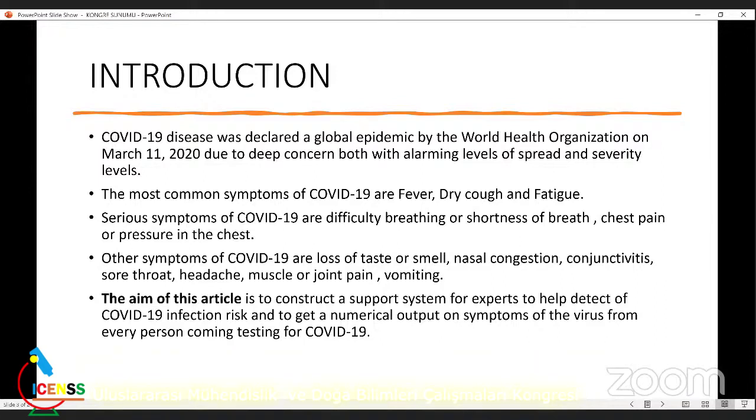The aim of this article is to construct a support system for experts to help detect COVID-19 infection risk and to get a numerical output on symptoms of the virus from every person coming for testing.